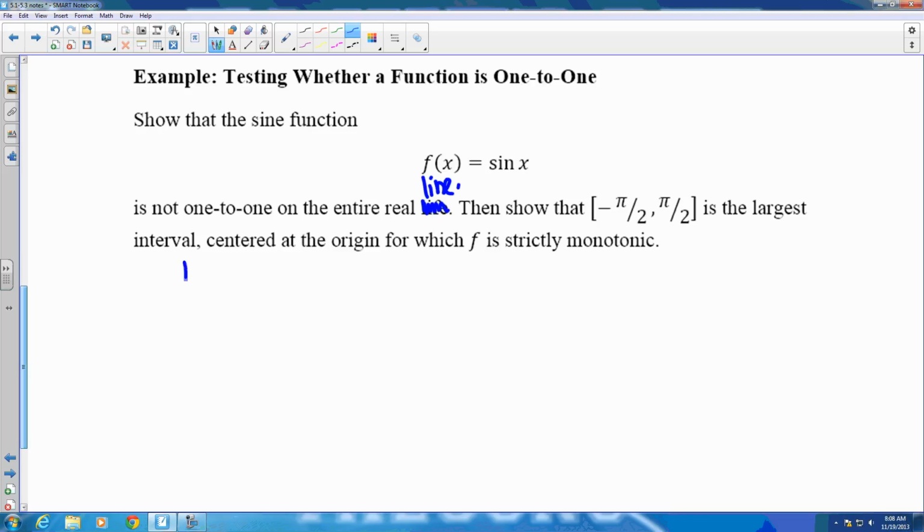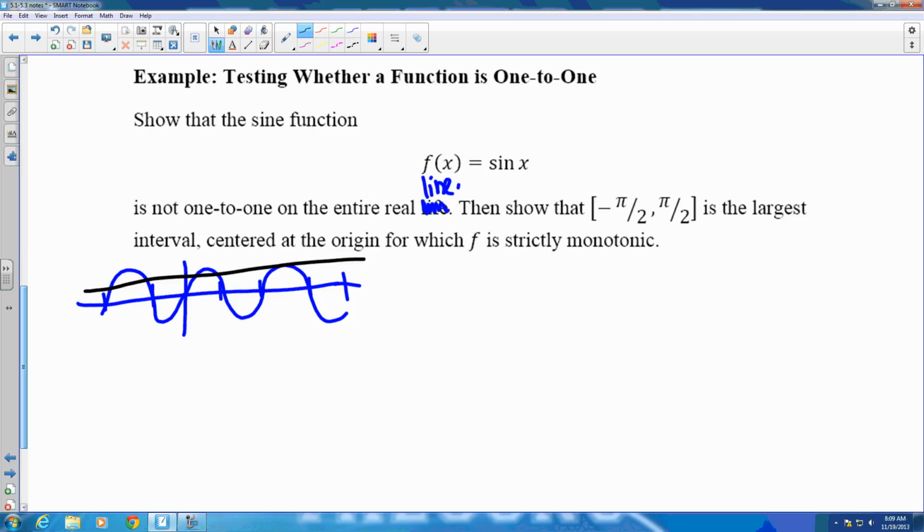So first I'm going to do a little sketch of the sine function. Okay, so we can just go ahead and see right away that if I was to do a horizontal line test, it would not pass.